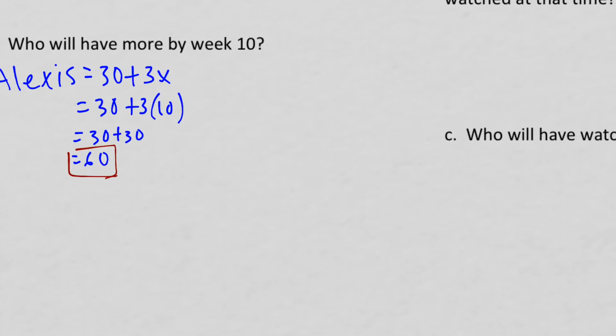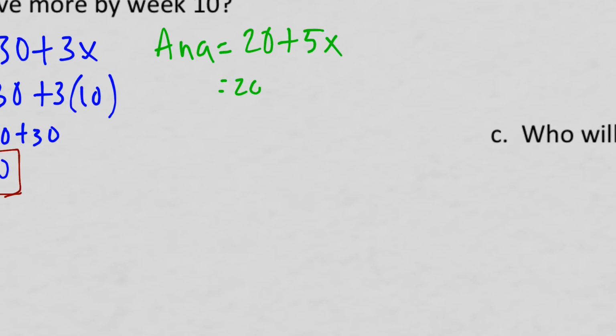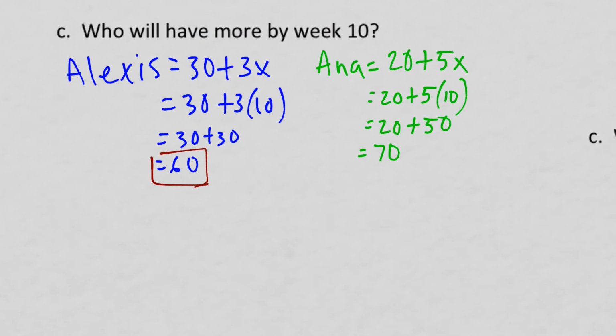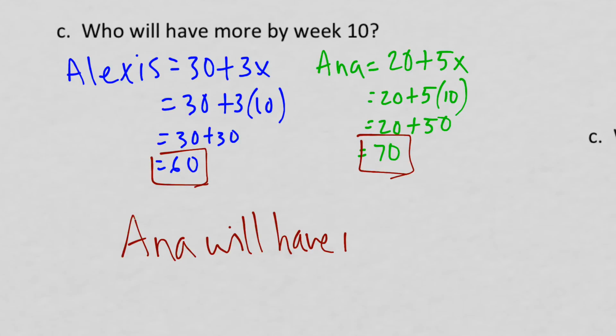Anna will have 20 plus 5x, right? Plug in 10 there. 20 plus 5 times 10. 20 plus 50, and that is 70. So it looks like Anna wins after 10 weeks. And that's our answer. Anna will have more. And we just proved it.